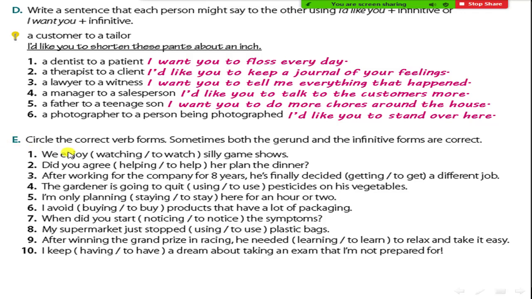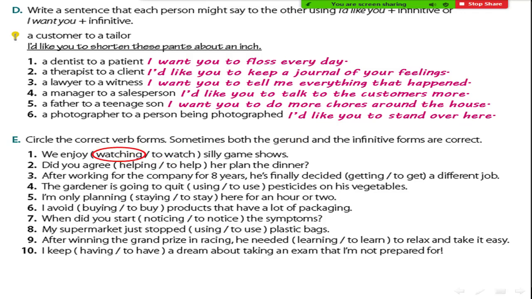Exercise E. Circle the correct verb forms. Sometimes both the gerund and the infinitive form are correct. In some sentences, maybe the answer is both of them, the gerund and the infinitive. Okay, number 1. Yes, Rakan? We enjoy watching or to watch silly game shows. Watching, yes, very good, thank you, Rakan.